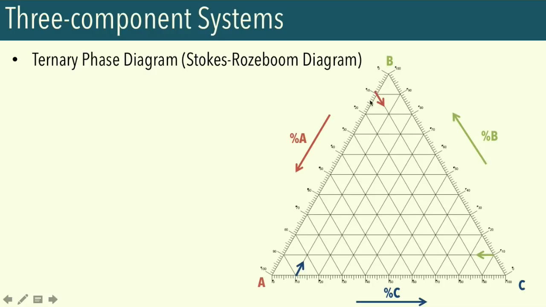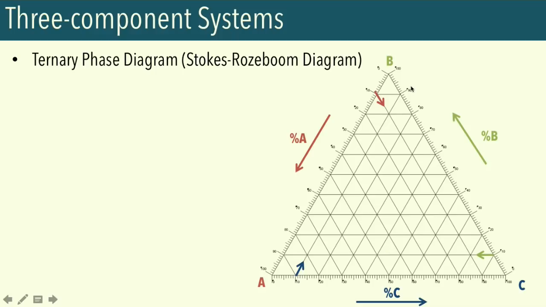On this axis over here, these ticks represent the percent composition of A. On the bottom over here, these ticks represent the percent composition of C, and on the top over here, this represents the percent composition of B. Note that I added little arrows over here to indicate which of these lines represent the compositions of each of the axes. So if we're dealing with 10% B, this straight line here represents a constant composition of 10% B.